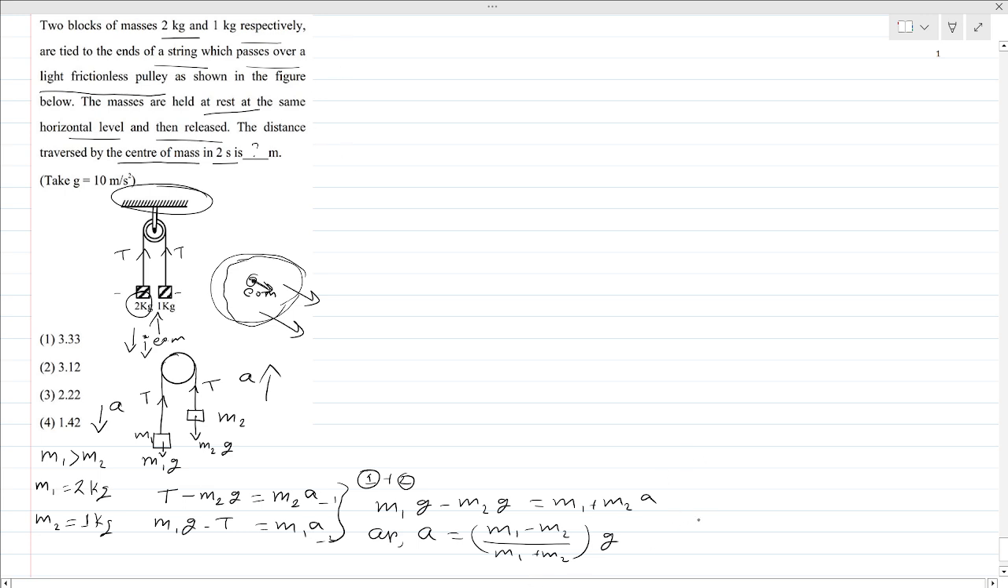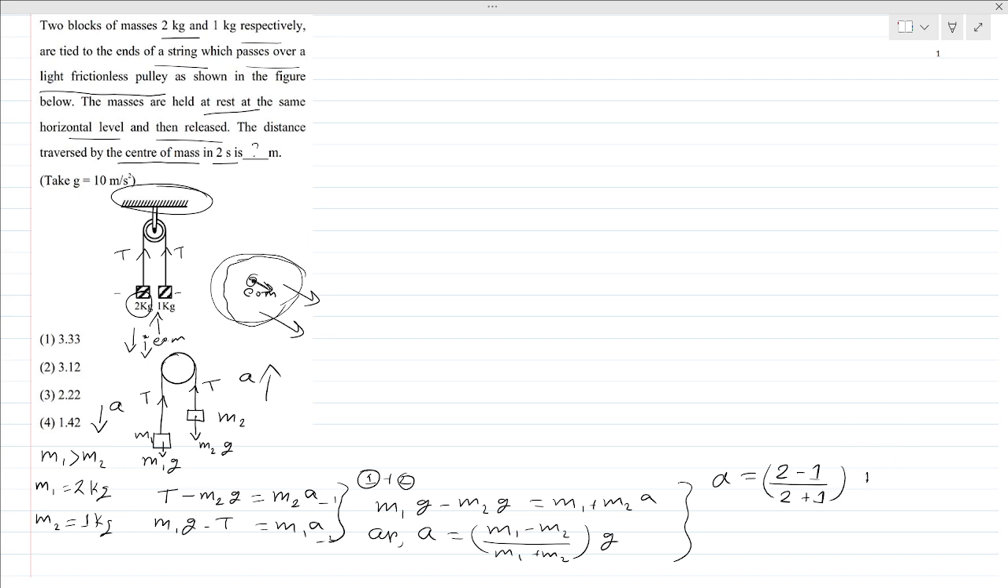Now we want to calculate the acceleration for each individual particle, m1 and m2. Let's see what the acceleration value will be. So m1 equals 2: (2 minus 1) by (2 plus 1) times g, and the value of g given in the question is 10 meter per second square. So it will be equal to plus 10 by 3 meter per second square. That means this acceleration is responsible for mass m1 to go upwards, and the same acceleration is responsible for the 2 kg mass to go downwards.